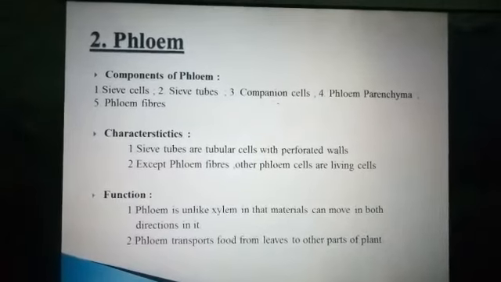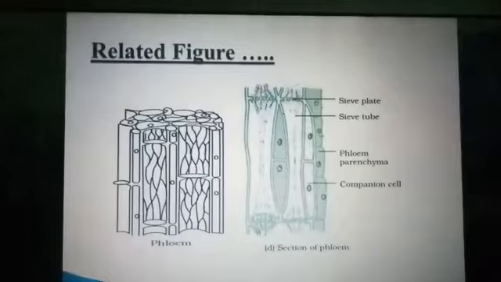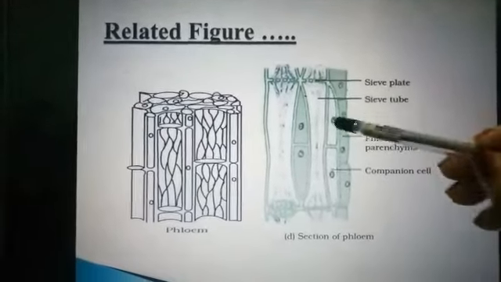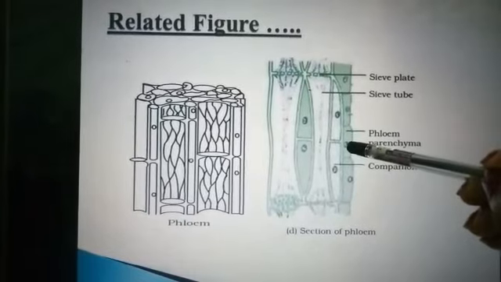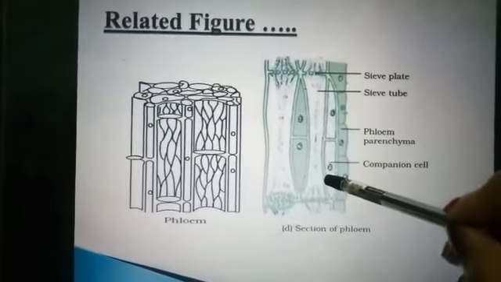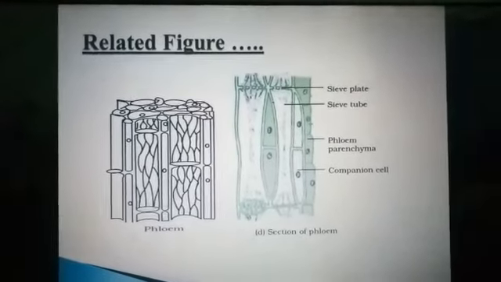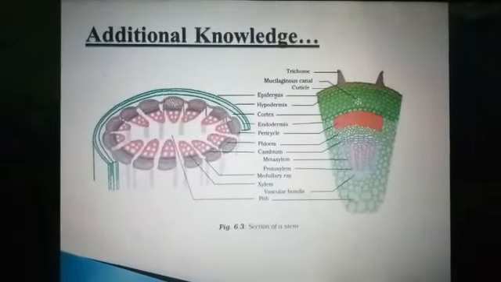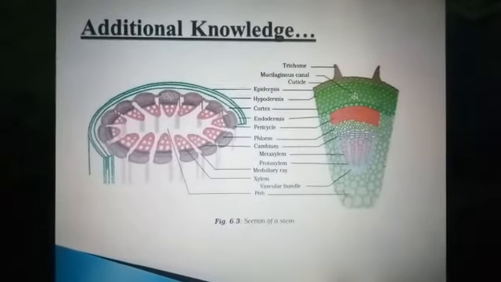So these are the components of phloem, with function and characteristics also. Next, the related figure, just look here. This one is the sieve plate and this one is the sieve tube, and here it is phloem parenchyma. Here it is the companion cell. Companion means helper, right?